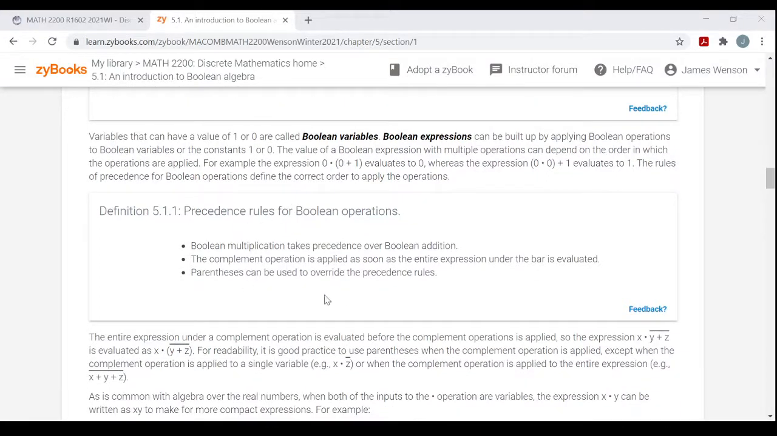So here's the order of operations, the precedence rules for Boolean operations. As usual, you do multiplication, your ands, before addition, the ors. The complement operation, that bar, is applied as soon as the entire expression under the bar is evaluated. And of course, parentheses always take precedence. Parentheses can be used to override these rules, so if you see an expression in parentheses, evaluate that first.